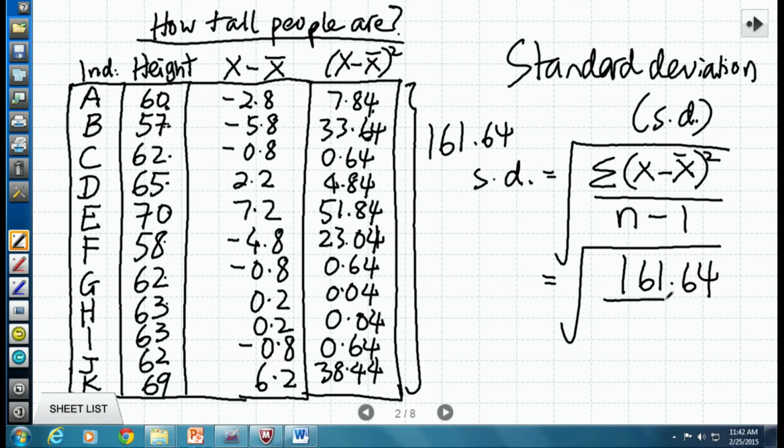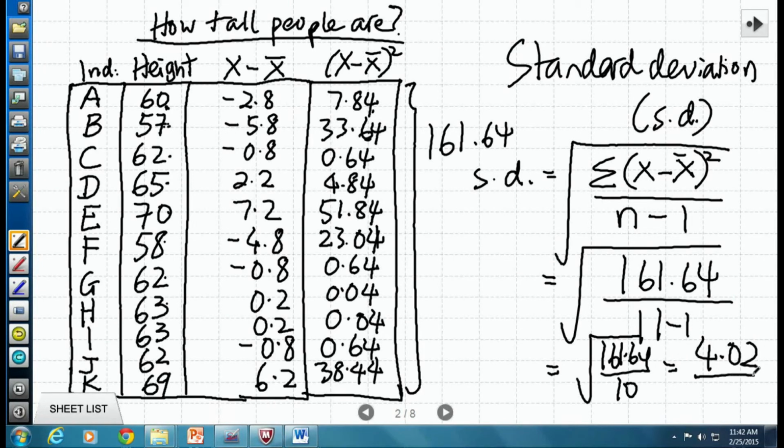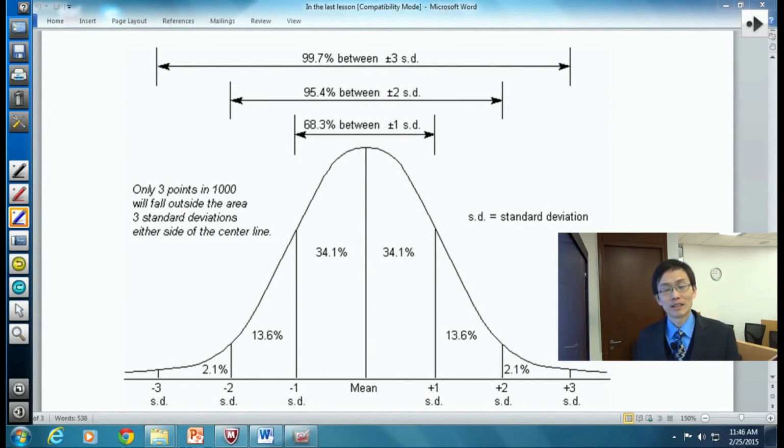So it will be 161.64 divided by how many data do we have? 1, 2, 3, 4, 5, 6, 7, 8, 9, 10, 11. 11 minus 1, sorry, 10. Okay, this would be the square root of 161.64 divided by 10. You will have 4.02. Now this is the standard deviation. Okay, just now we calculated the standard deviation of 11 scores from 11 people.